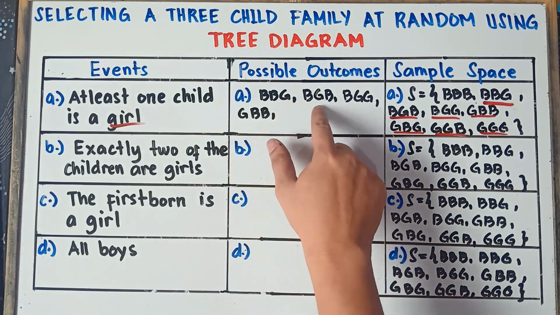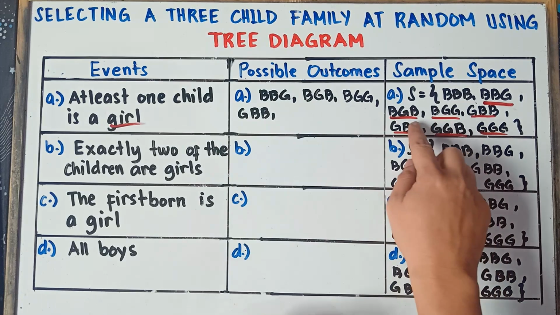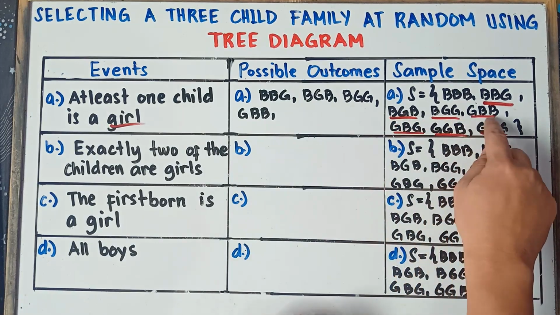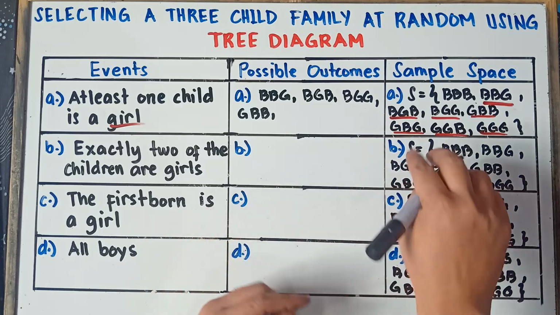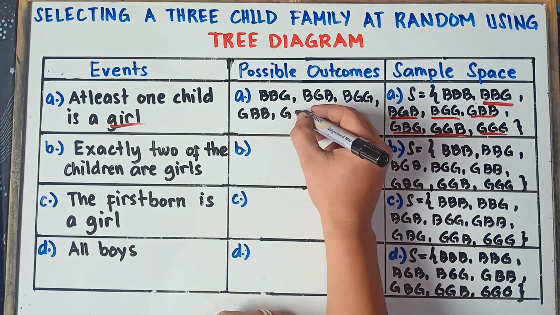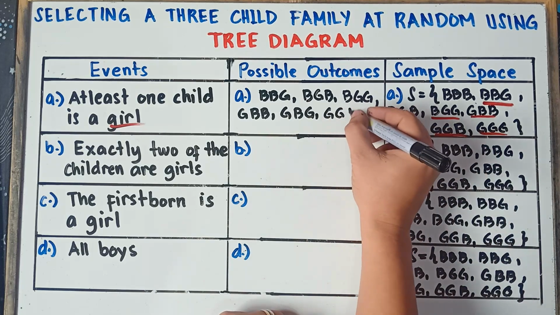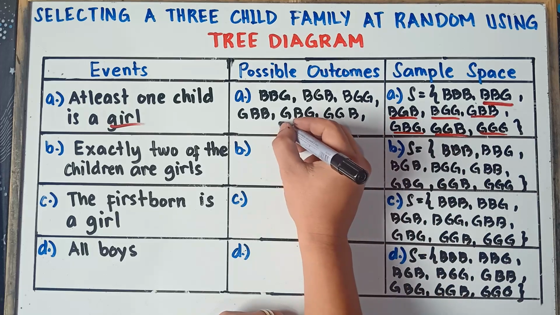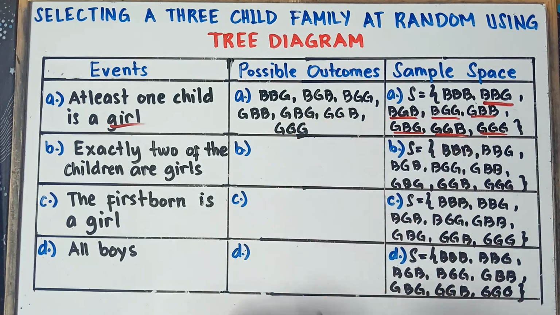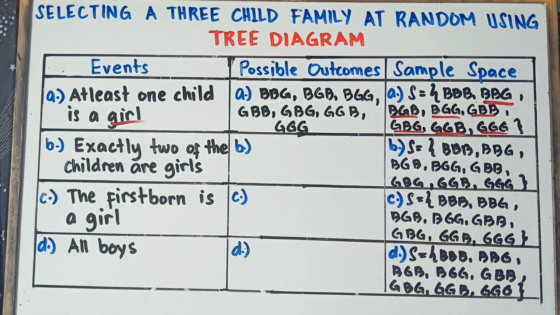So we can accept this one, this one, this one, this one. So we have girl and then 2 boys. This one, we can write this one, girl, boy, and then girl. This one, 2 girls and then 1 boy. And then last one, all girls. So that would be our answer, class, for letter A.